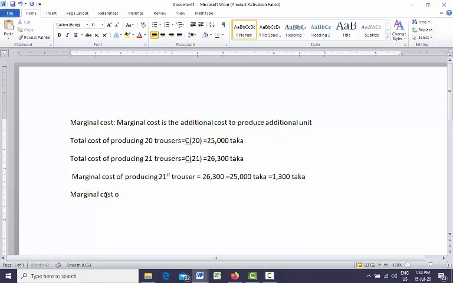Marginal cost of the 21st unit. Let us denote the marginal cost function as MC. So MC of 21, that means the marginal cost of producing the 21st unit, can be written as C 21 minus C 20.